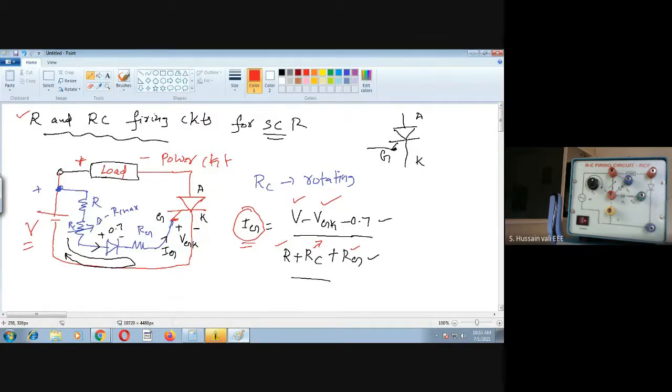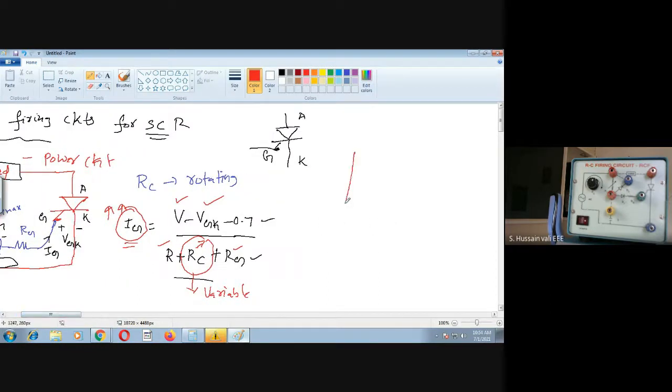This value will change because it is given here, even in the picture. Now I will show you the picture of our circuit. In that picture there is a knob which is used to vary the value of RC. So in this entire equation only RC is variable. RC is the variable. Remaining all are constant. If only RC is variable, that's enough so that we can vary the IG value.